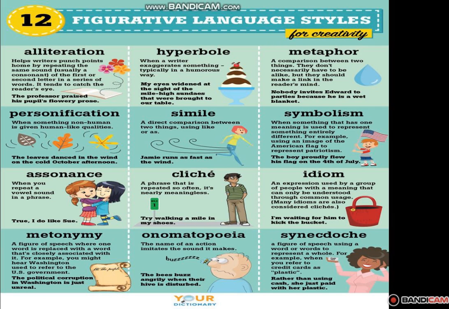Assonance is when you repeat a vowel sound in a phrase. Repeat a vowel sound. Okay. "True. I do like Sue." True and Sue is assonance. And next, a cliche. A cliche is a phrase that is repeated so often it's nearly meaningless.